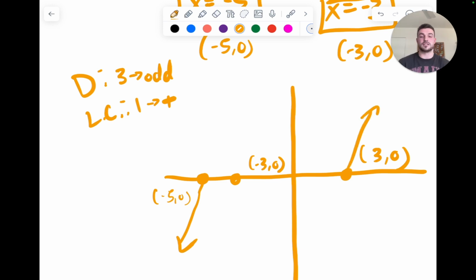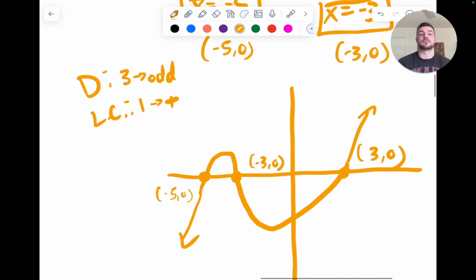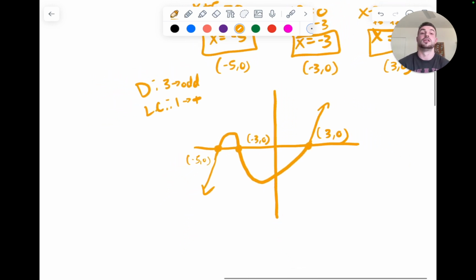Now, I'm just going to connect these points with a smooth curve. I pass through the first x-intercept, then go down and pass through the next, and then I'm going to curve back and pass through my last x-intercept. So this is a brief sketch of what that polynomial function is going to look like on the graph.